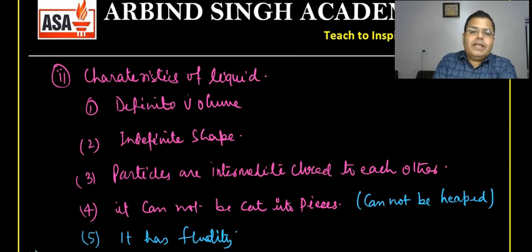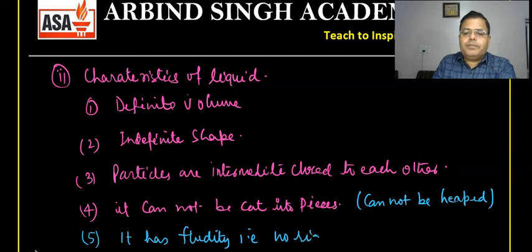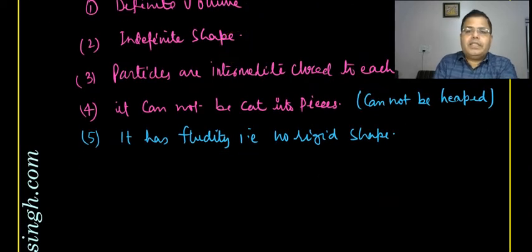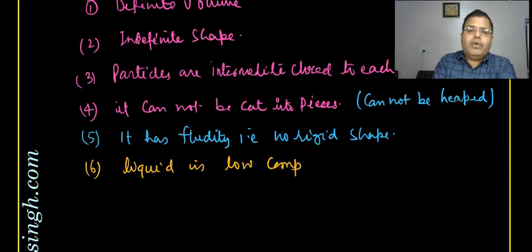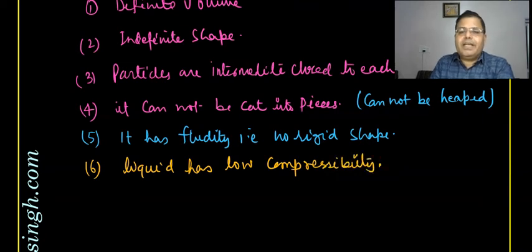Liquid has fluidity, that is, it has no rigid shape. Fluidity, that is no rigid shape. It is slightly compressible. Liquid is slightly compressible. So the sixth point is liquid has low compressibility. That is, it is slightly compressible. So these are a few points about how liquid can flow, which you can memorize and you can understand about the liquid.